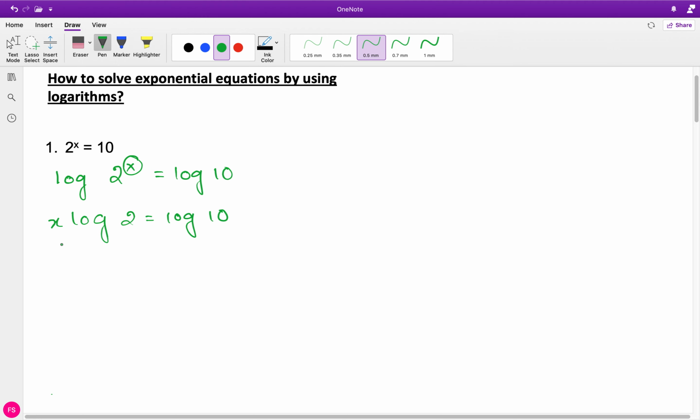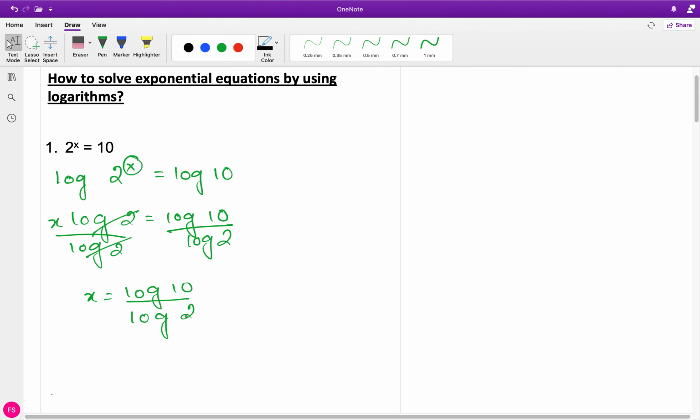If I want to find the x, you need to divide both sides by log of 2. Log of 2 on this side gets cancelled out and we just have x equals log of 10 over log of 2. Now when you don't write the base, it means the base is 10. So you can just type log of 10 in the calculator divided by log of 2. This should be equal to 3.32. That's how you can solve questions like these.